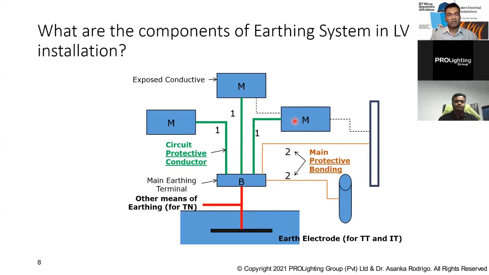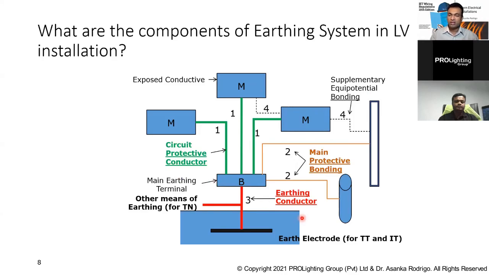But you can also have supplementary bonding. In between those connections we can have supplementary bonding. That is an additional requirement. So 1 and 2 are compulsory, and if you want additional protection, you can go with supplementary bonding. You can see that is also bonding, not a conductor.